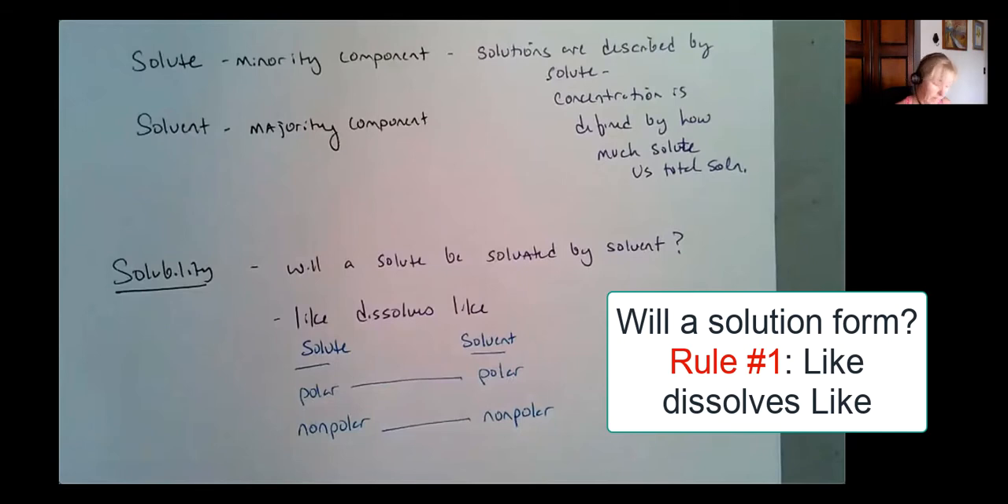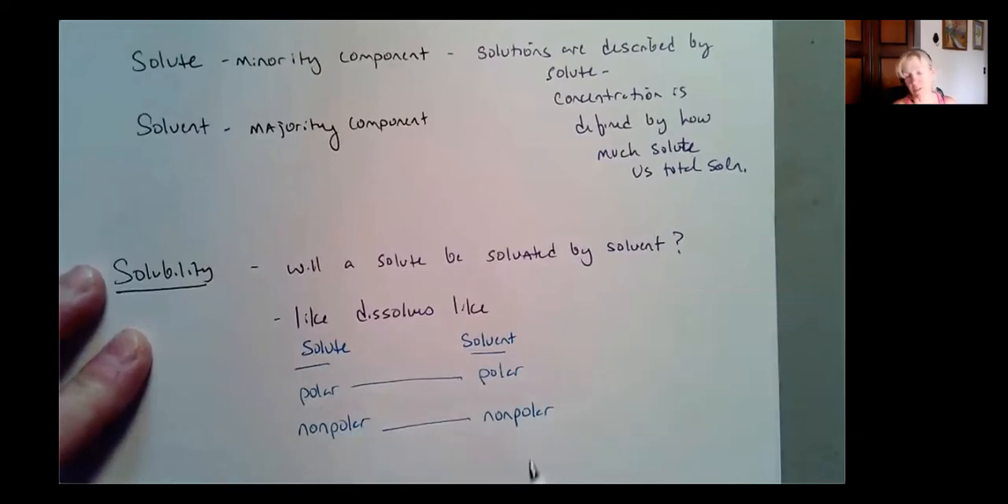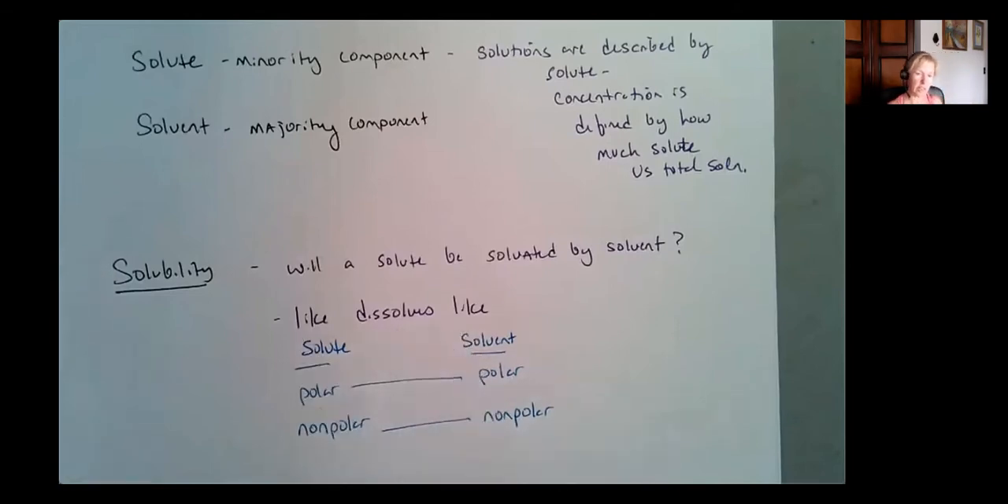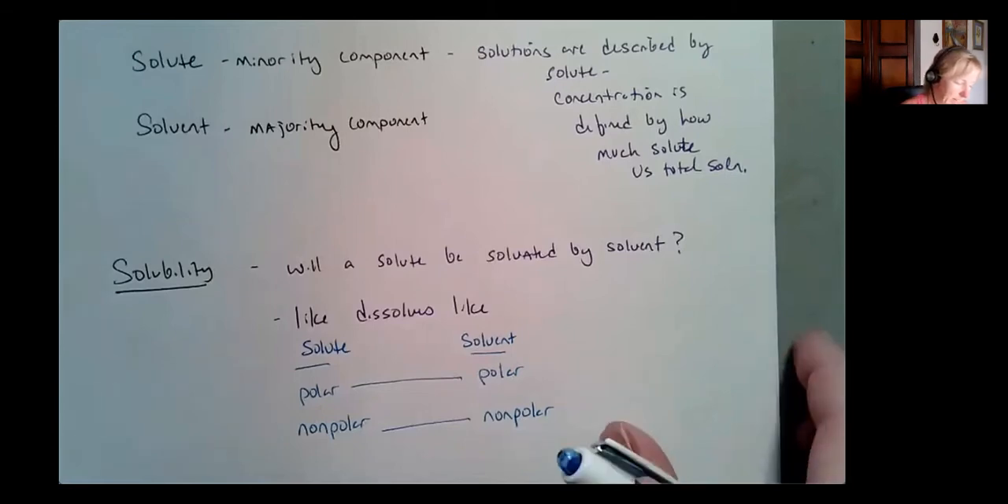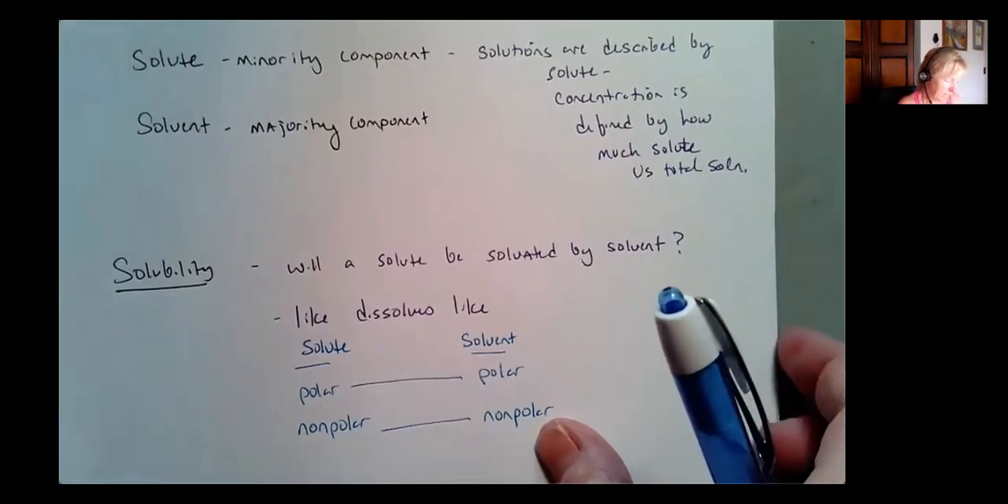So we'll build on that, right? Just because I have a polar solute and a polar solvent doesn't necessarily mean that it will go into solution, but it will definitely go into solution over a polar solute and non-polar solvent. Okay, so the first rule is I want to make sure that I have my like dissolves like, and then I'm going to look at what's happening behind the scenes to figure out if something is going to go into solution or not. So before we talk about that, let's review energy.